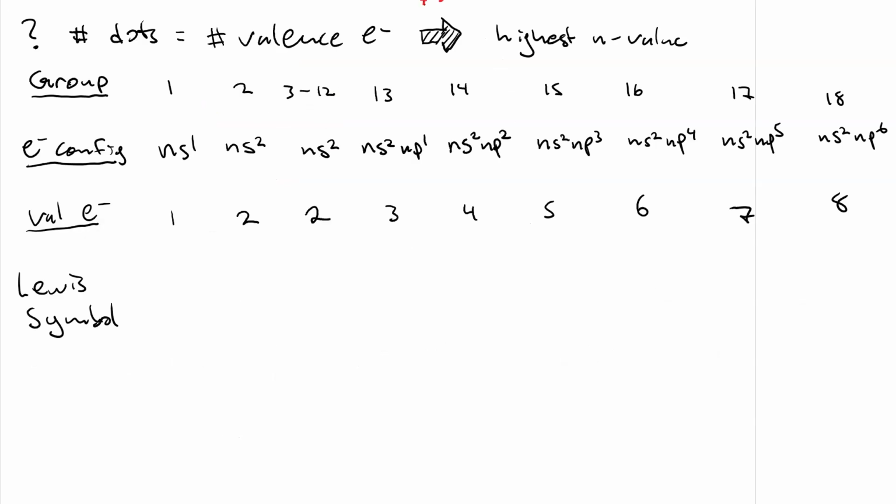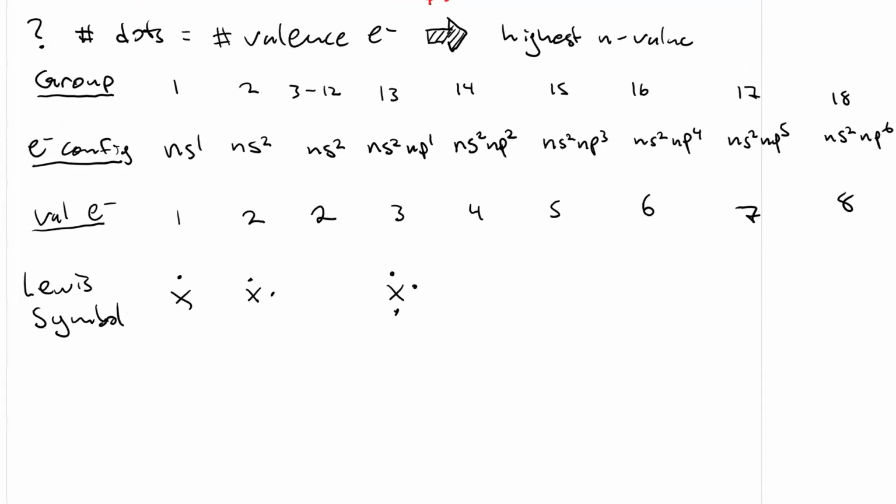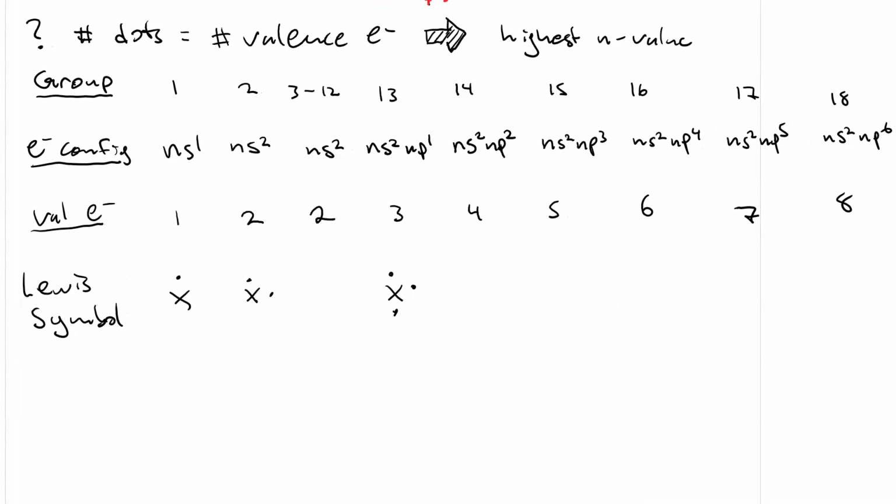Here are the Lewis symbols. A group 1 element has 1 dot. A group 2 element has 2 dots. A group 13 element has 3 dots, all in different quadrants. A group 14 element has 4 dots, again, all in different quadrants.